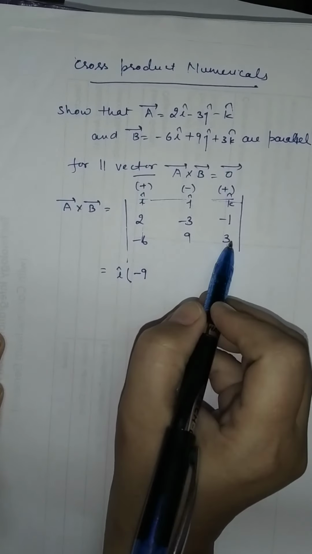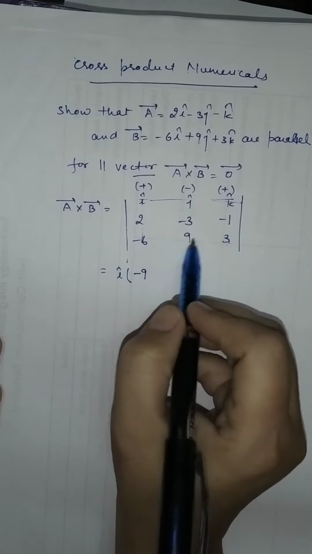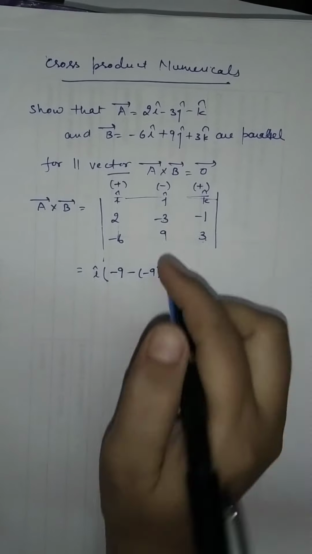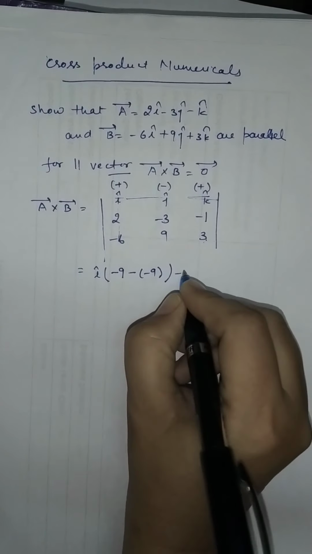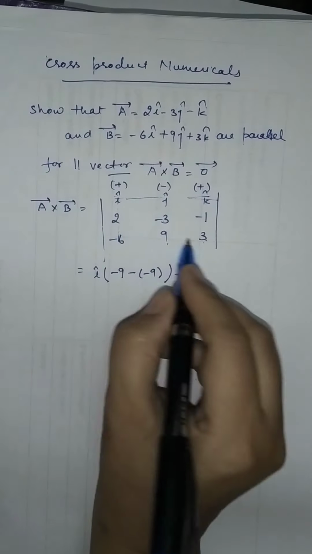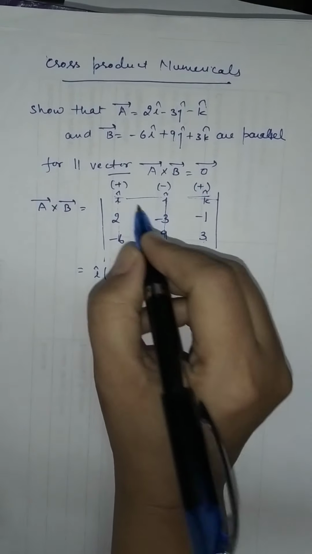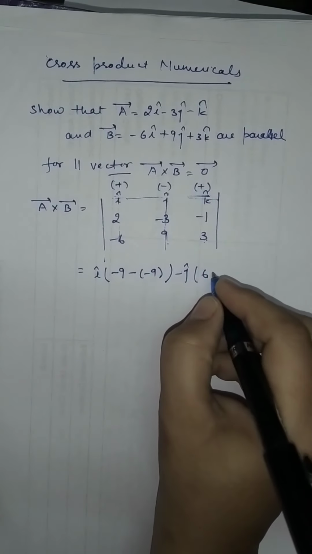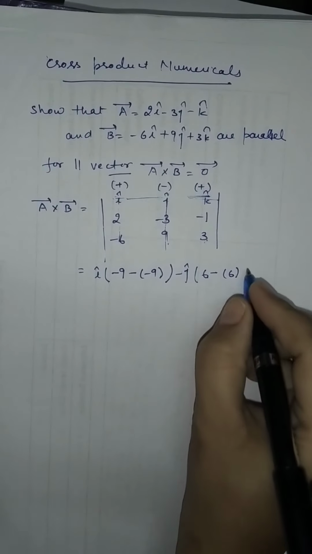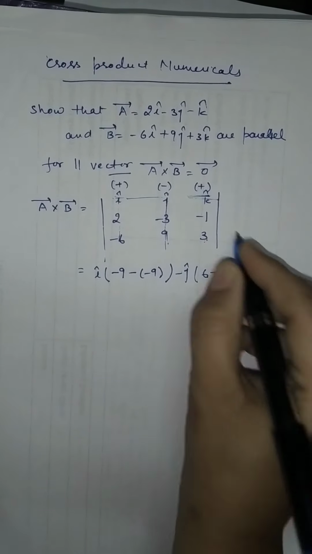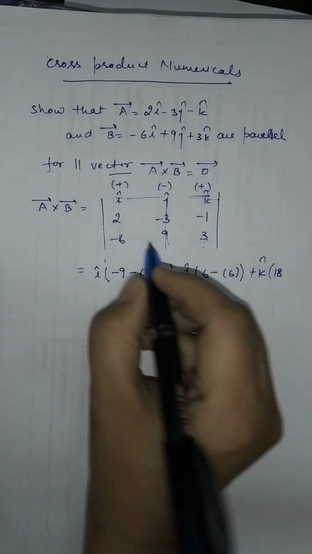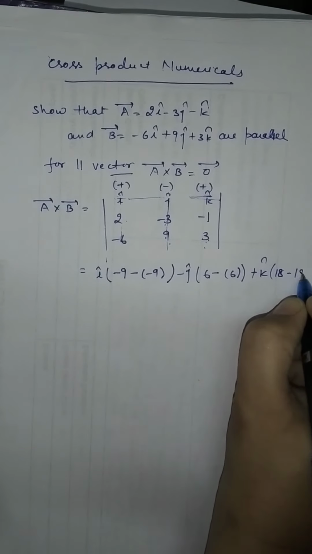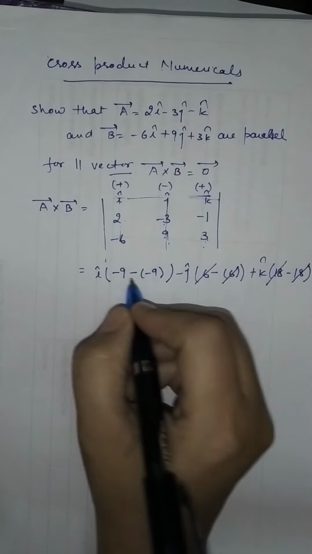When you move from left to right, it is taken to be positive, and right to left, negative. So minus of minus 9 is then minus j cap. The second coefficient, minus j cap, is 2 into 3, 6, cutting this row and column, and then from right to left, minus of plus 6. Next is plus k cap. Plus k cap is 2 into 9, 18, 18 minus of minus 3 into minus 6, plus 18, so it gets cancelled out.